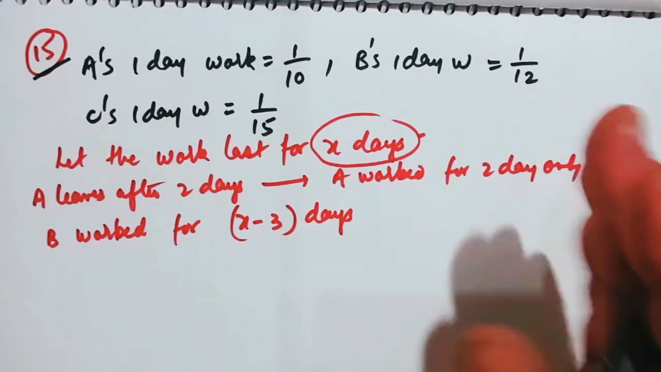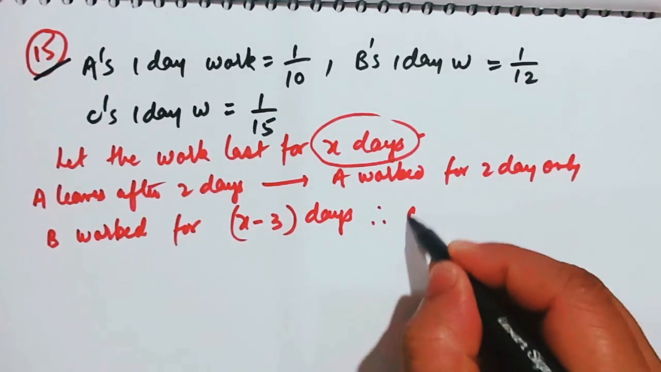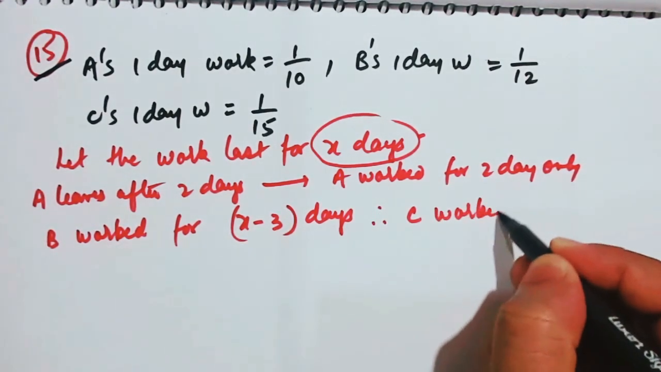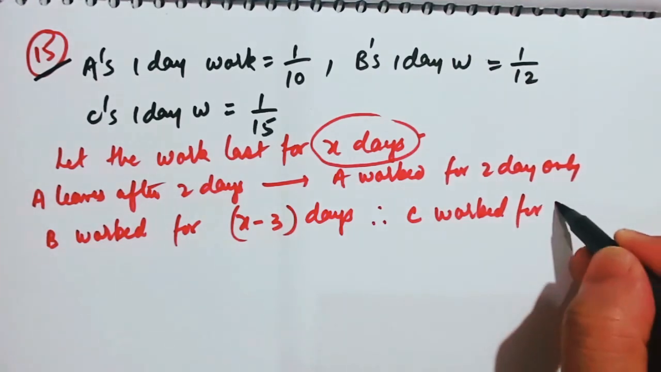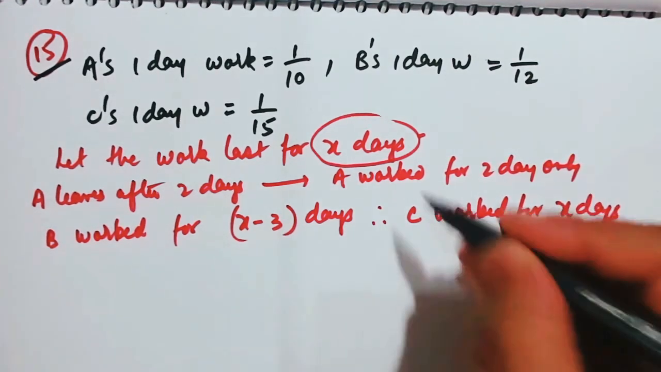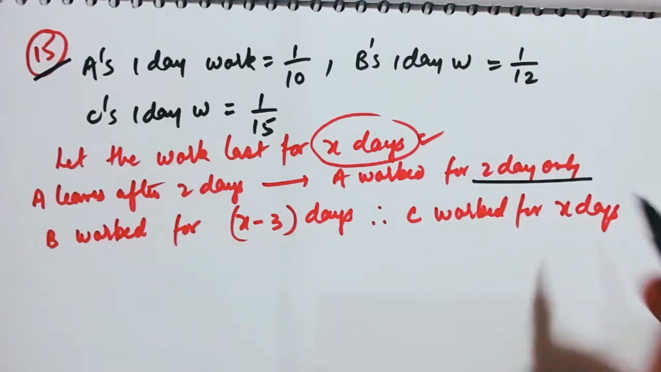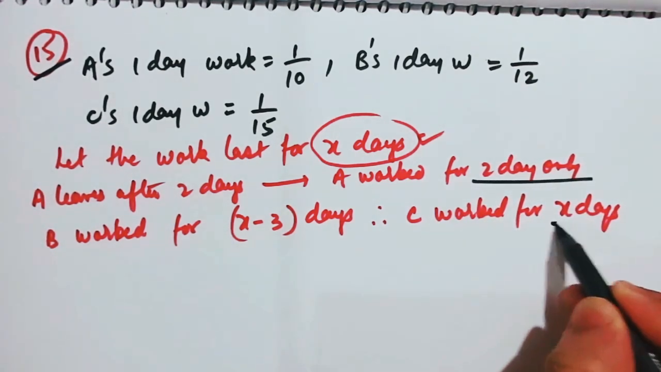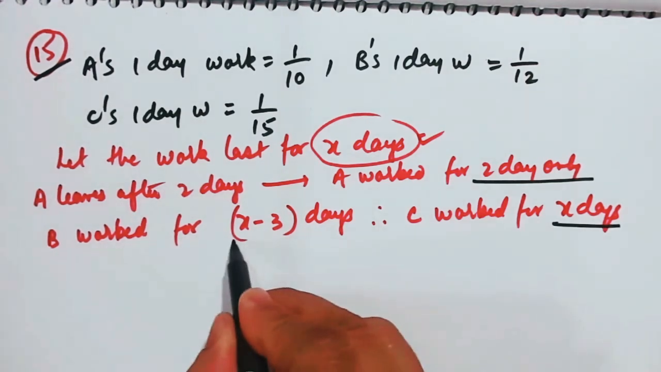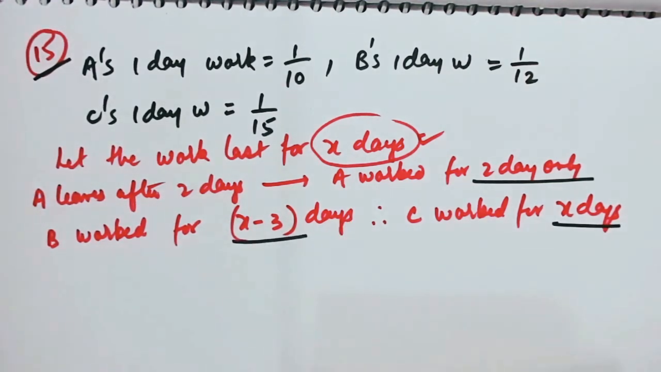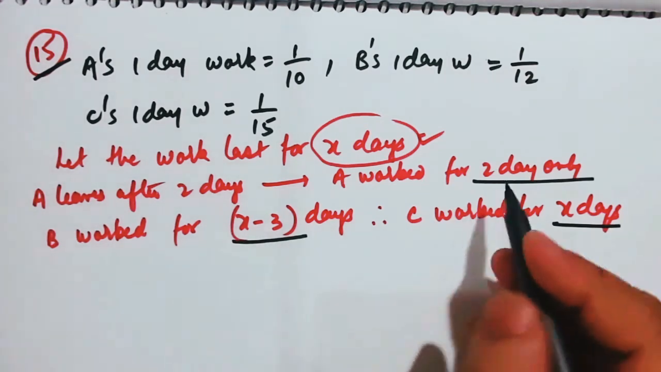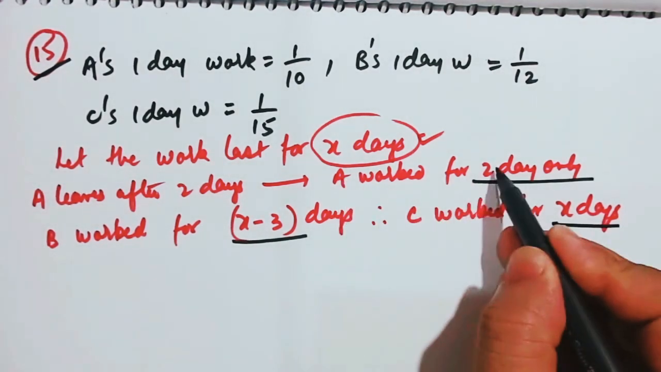Nothing has been said about C. Therefore C worked for how many days? X days. He took the entire time. So A's 2 days work, C's X days work, and B's X minus 3 days work is equal to the total work. So come on, let us find the amount of work done by A.